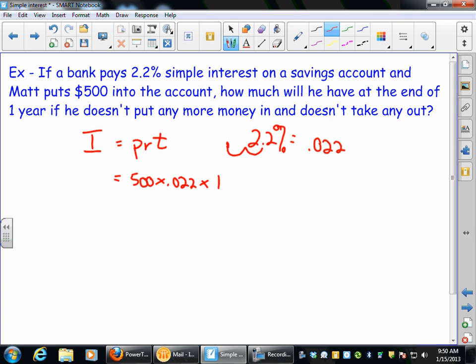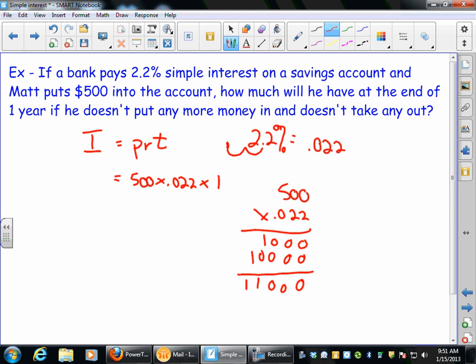All right, let's multiply then. 500 times .022. I get 0010. Bring down a 0, 0010. Add those up, and I get that. And I need no decimal places here, 3 here. So 3 decimal places. It's going to make it 11. So that means the amount of interest he's going to gain in that year is $11. In other words, the bank is just going to give him an extra $11 for leaving that money there.